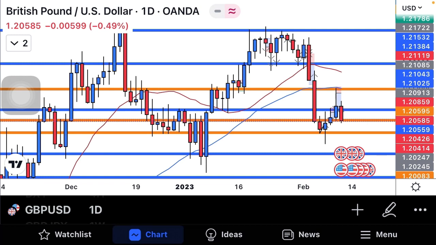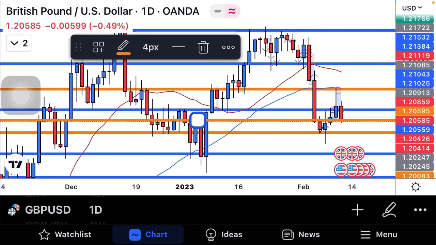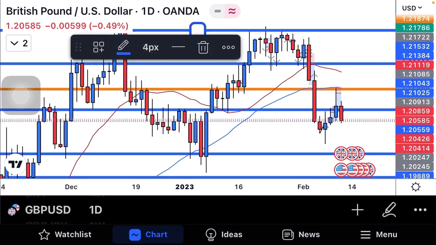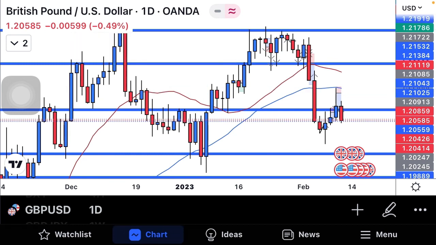What I do clear is this orange lines, which is my intraday levels. I do clear it and start again. That's what I do.